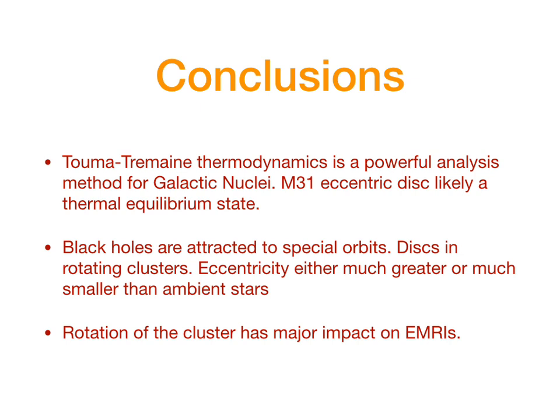Okay, conclusions. Two-integral thermodynamics is a very powerful method for analyzing galactic nuclei. We do see that the M31 eccentric disk is likely a thermal equilibrium state of this thermodynamics. The second point is that black holes are attracted to special orbits. They form disks and rotating clusters. They have eccentricities which are much more extreme than eccentricities of average stars. And something which I didn't really have time to talk about, but rotation of the cluster is likely to have major impact on embryos. This is something which we mentioned in the paper, but we're now analyzing this in some considerable detail.